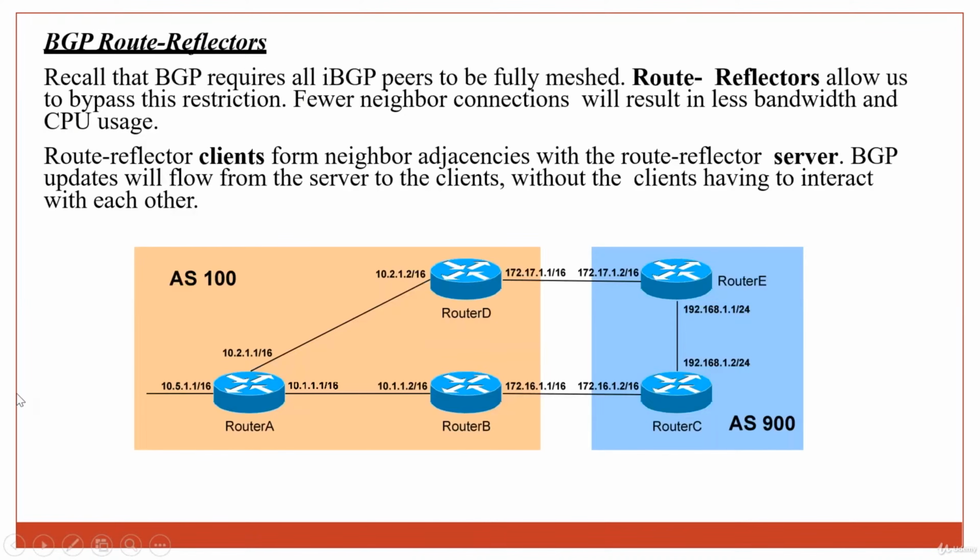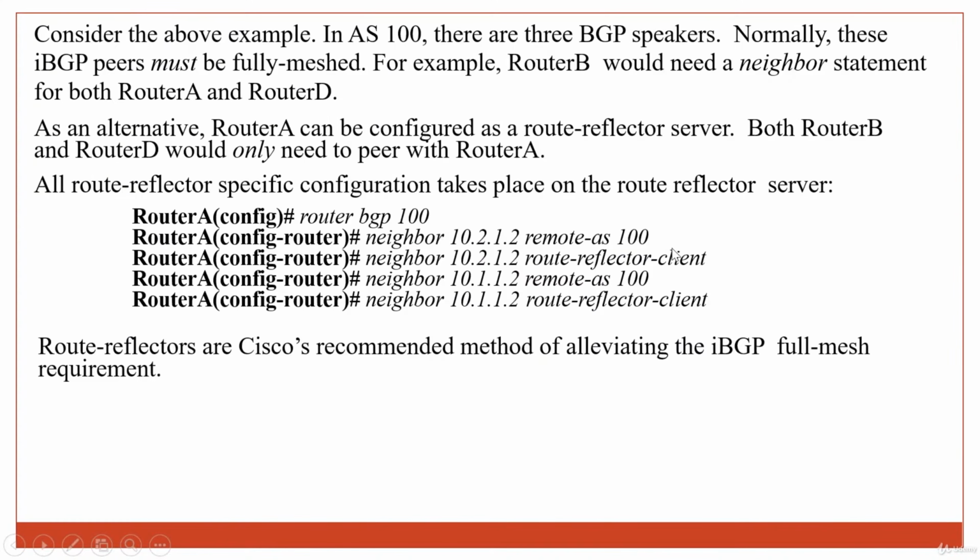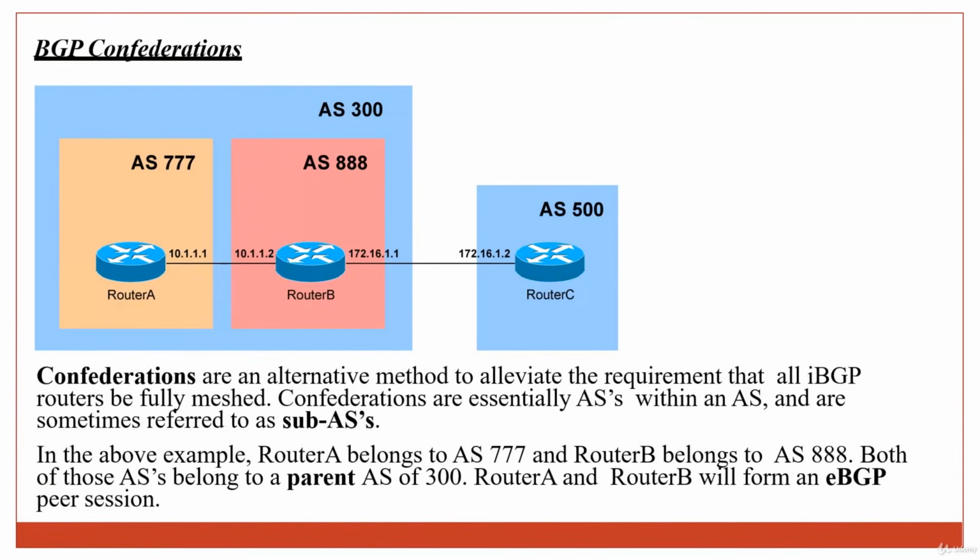Here you can see I can go to router 1 and I can tell router 1 that router B and D are the route reflector clients. So the configuration is very easy. Just use neighbor, the neighbor ID, remote AS, neighbor ID, route reflector client. That's it.